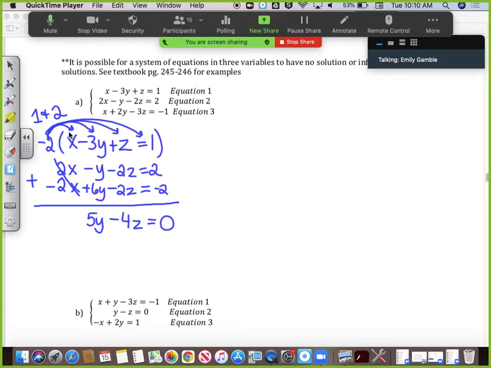So I'm going to write equation 1 down, which is x minus 3y plus z equals 1. And equation 3 is x plus 2y minus 3z equals negative 1. So this is equation 1 and equation 3. You could have used equation 2 and 3 as well, but I just like this better. I like this better because the x's are the same. Because they're the same, instead of adding them, I could actually just subtract and not have to multiply anything.